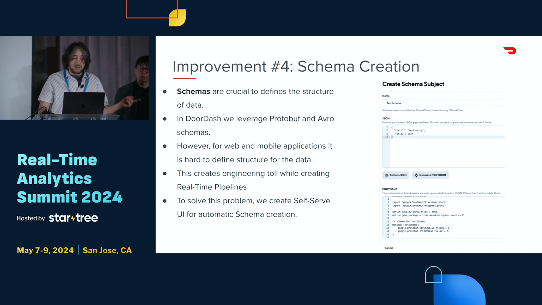So I talked about the schema update, but I didn't talk about how the schemas are created. So let me go back on this one. Schemas are very crucial, as I said before, to the structure of events. And at DoorDash we essentially leverage Proto and Avro schemas. The problem there is that for web and mobile developers, schema creation is very hard to define because they're working on a different structure and format than a lot of backend services. So this creates an engineering toll on creating these schemas, and also creates friction in onboarding because it delays their onboarding setup.